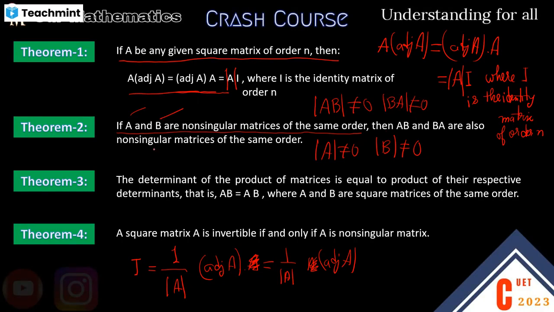This is theorem 2. In theorem 3, it is said the determinant of the product of matrices is equal to the product of their respective determinants. That is, determinant of AB is equal to determinant of A into determinant of B, when both A and B are square matrices of order n.